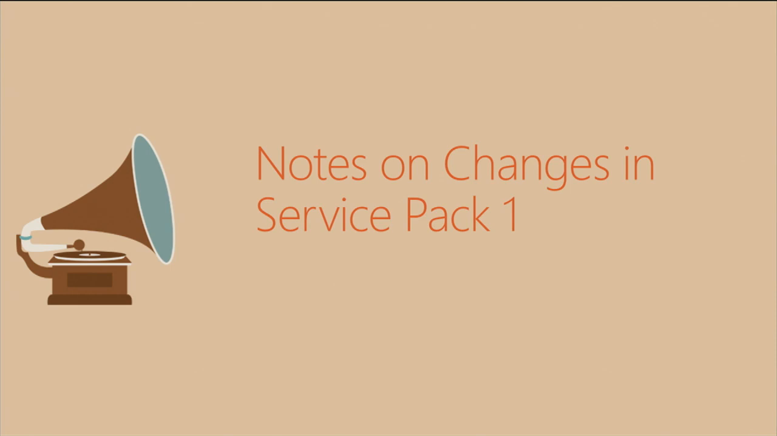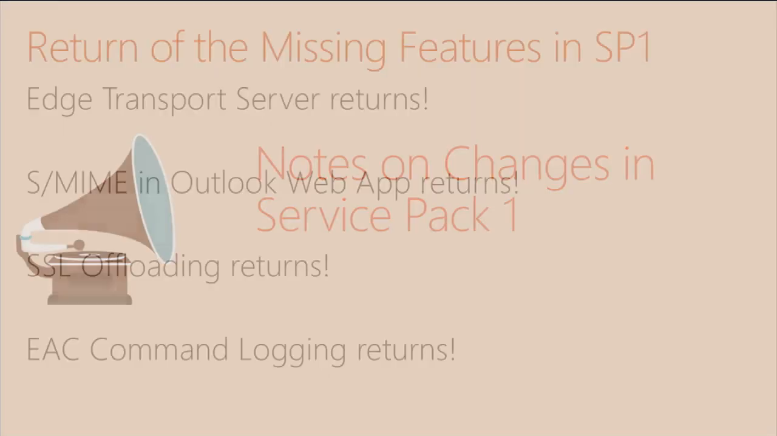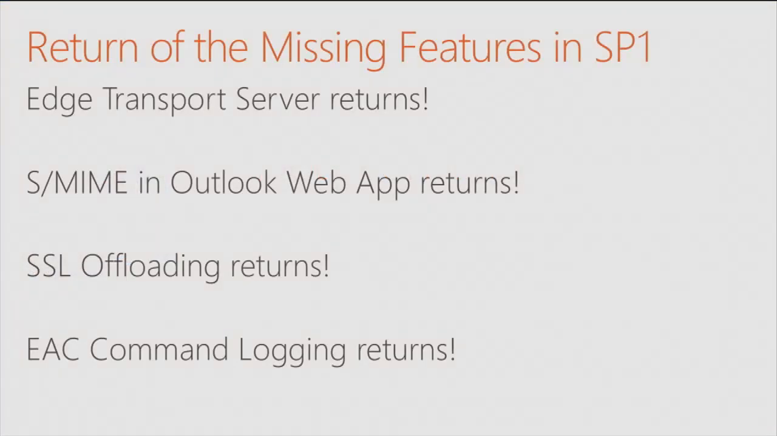All right, let's talk about some of the changes in Service Pack 1. I would hope that all of the new features I'm going to talk about, everybody's heard about by now, because I know we've already talked about them in some of the sessions. But just in case you haven't, there are some missing features that weren't in the RTM version of Exchange 2013 that are now in Service Pack 1. They made their way back. Things like the Edge Transport Server, things like Secure MIME in Outlook Web App, things like the ability to do SSL offloading, and Exchange Admin Center command logging.